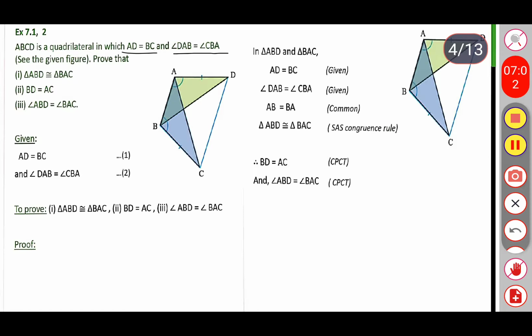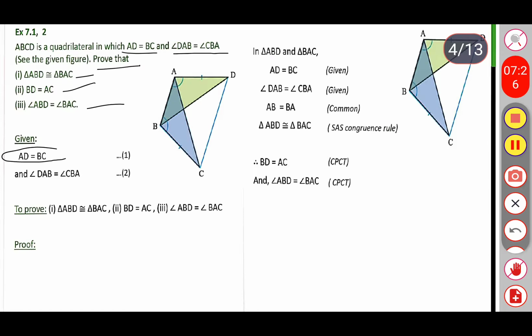Prove that first one, triangle ABD is congruent to triangle BAC. Second one, BD is equal to AC. And third one, angle ABD is equal to angle BAC. Okay, so write the given data first. What are the given data here?